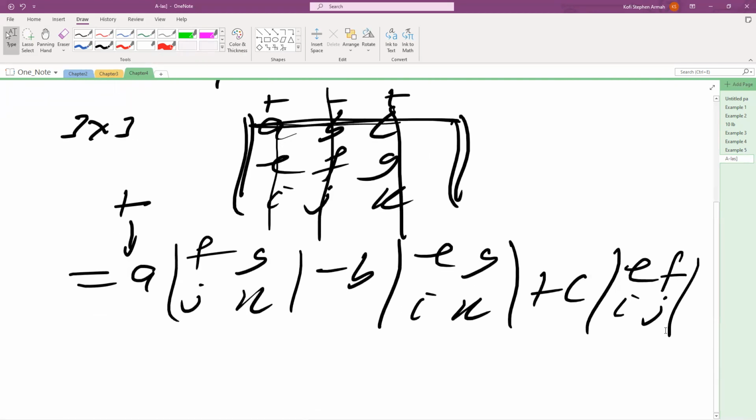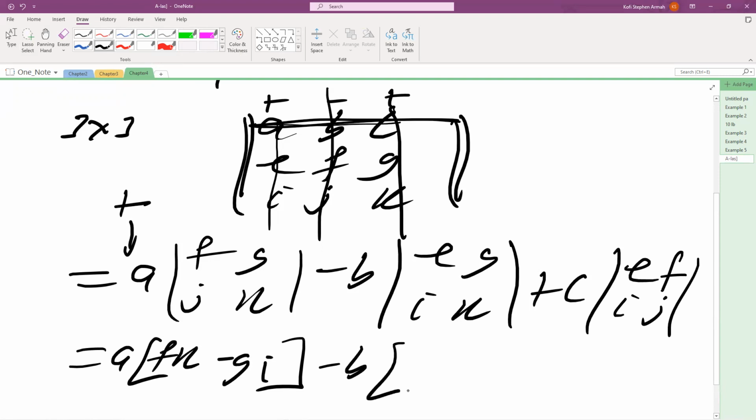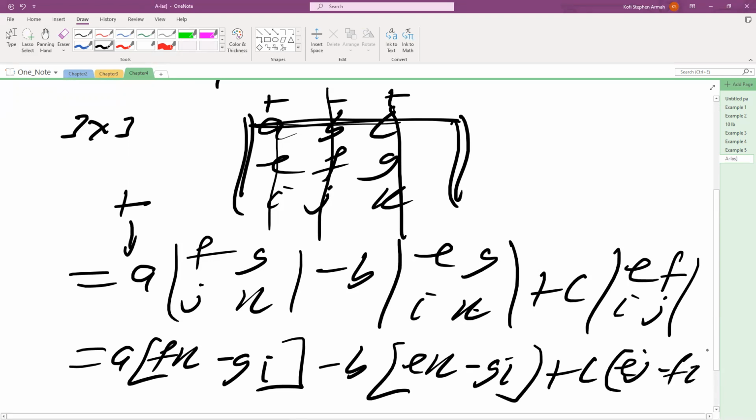Then that becomes 2 by 2. So it is A times the first determinant, F times K minus G times J, minus B times the next, E times K minus G times I, plus C times the last, E times J minus F times I. And that's how to evaluate the determinant of a simple 3 by 3 using the first row.